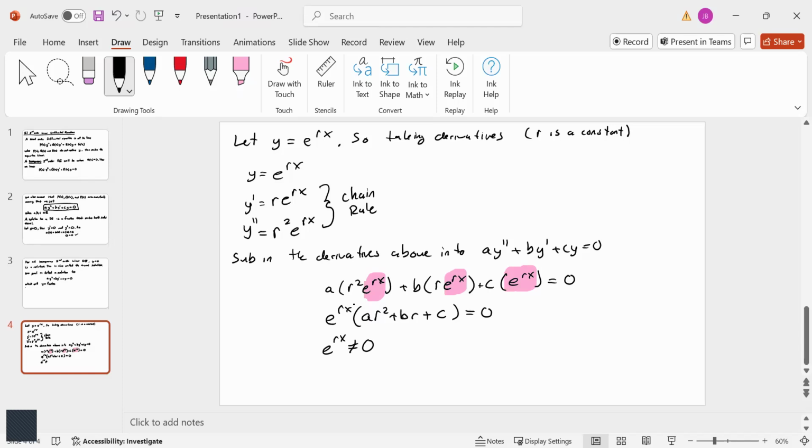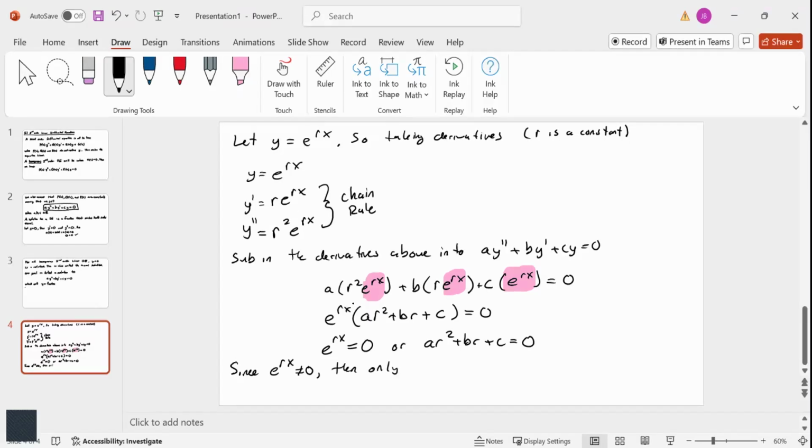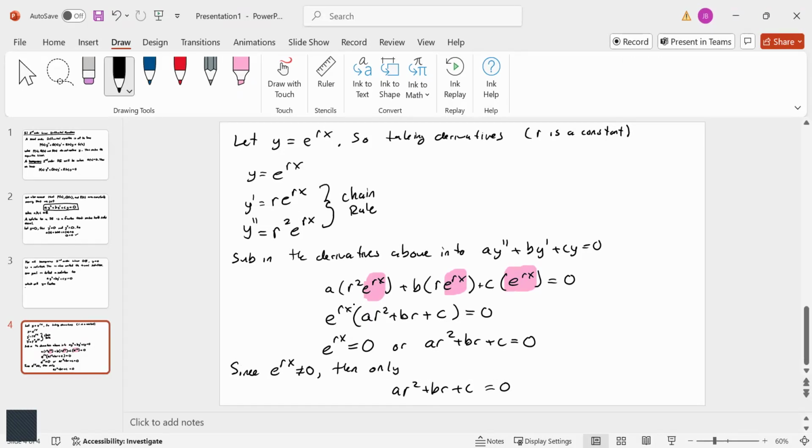Well, here's the interesting part. e to the rx can never be equal to 0, because an exponential function is asymptotic to 0. It actually approaches it, but never reaches it, which means the only option that we have to be 0 is the right side, the ar squared plus br plus c. Actually, I'm going to write it this way. Since e to the rx cannot be equal to 0, then only ar squared plus br plus c equals 0. And that is the magical equation that's going to solve every single one of your problems.